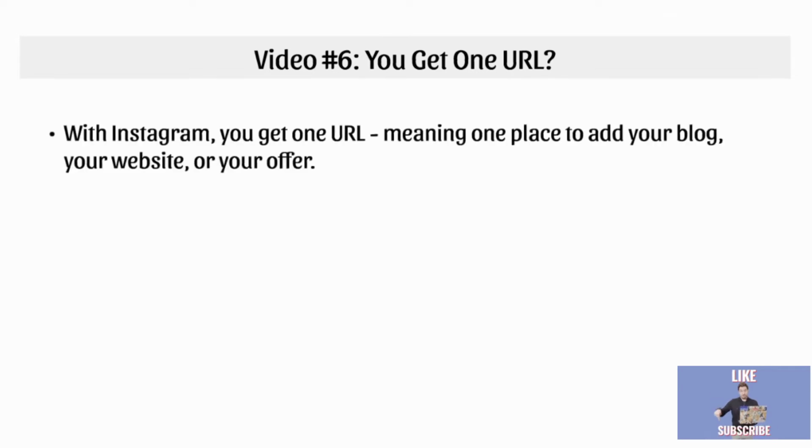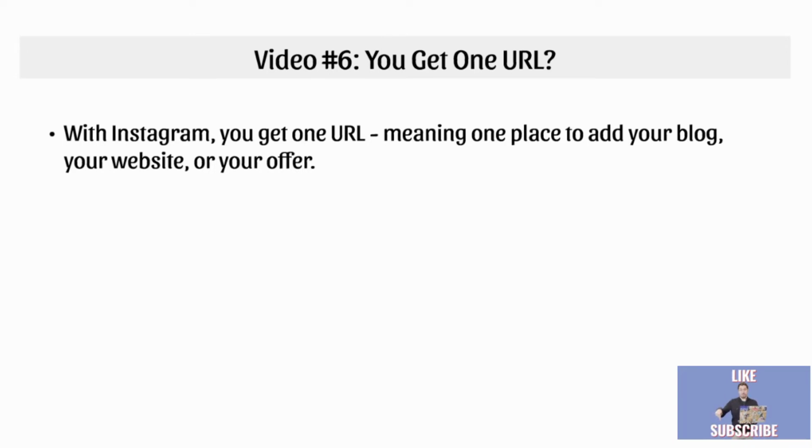So that's the reality with Instagram, you get one URL, meaning one place to add your blog, your website, or your offer. It's not like Facebook where you can create a post every single time and put a URL directly to your offer. You get one URL, so you got to choose it wisely. So the question is, what URL should you use? In this particular video, I'm going to talk briefly about the concepts, the fundamentals. And then I'm going to go to Instagram.com and I'll show you what we're looking at.